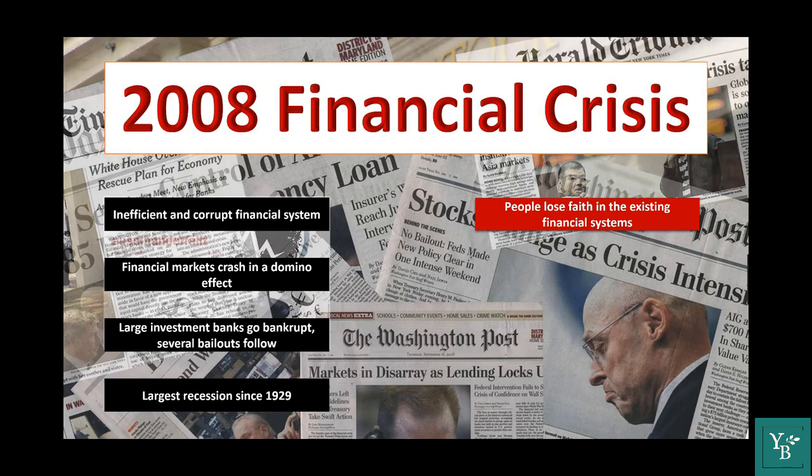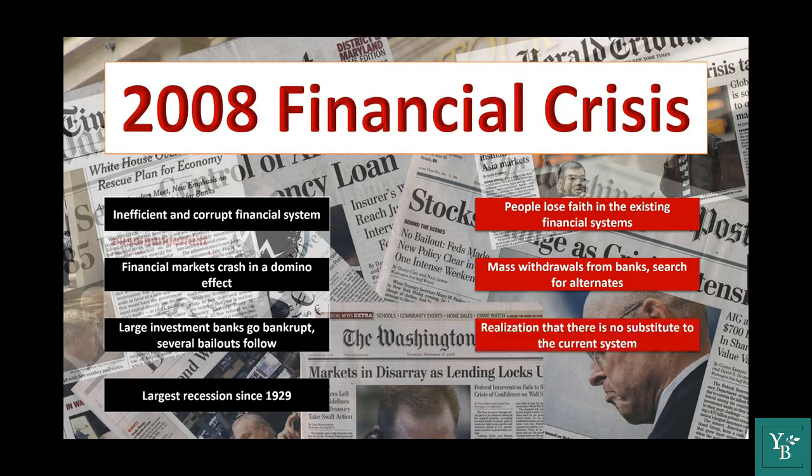This is when people understood that there is no alternative. They started mass withdrawals from banks. And then they realized that there is no substitute to the current system. Either you keep all of your money at home, which in today's scenario is not a great idea, or you give it to a bank whom you can no longer trust. There was a need for an alternative system, a message to be sent to the financial banks that if you do not perform, there is another person we can go to.